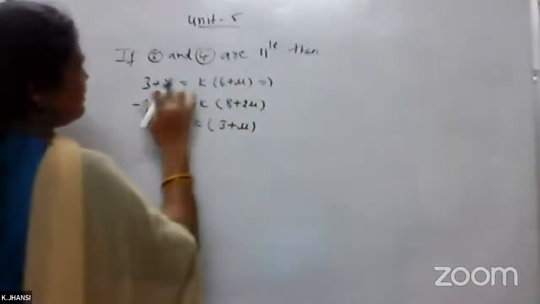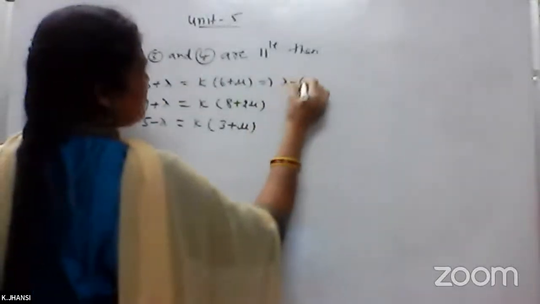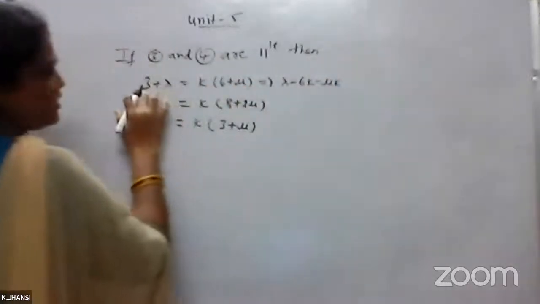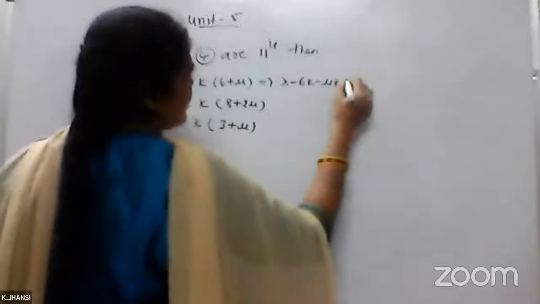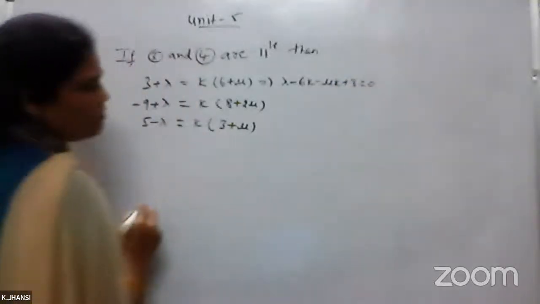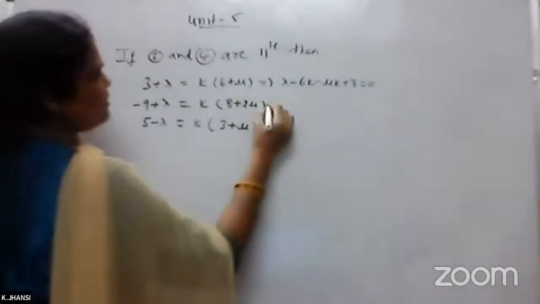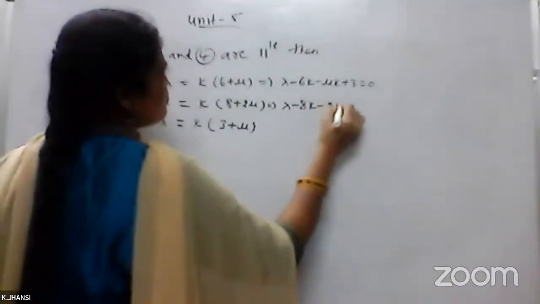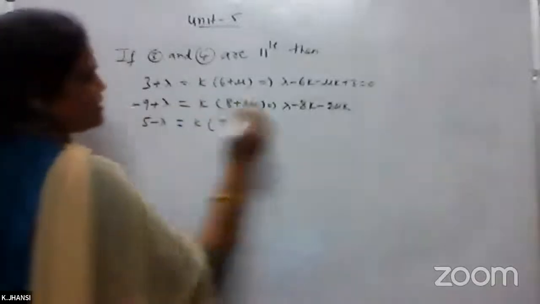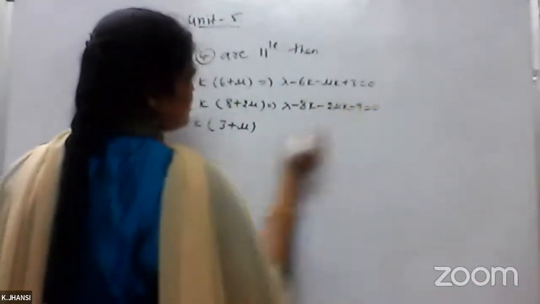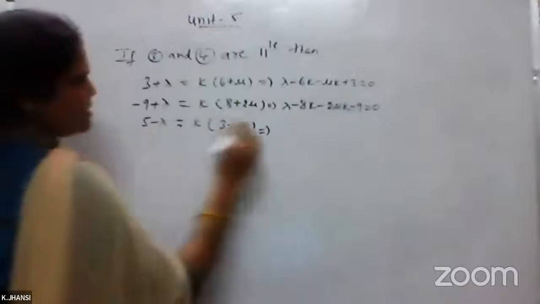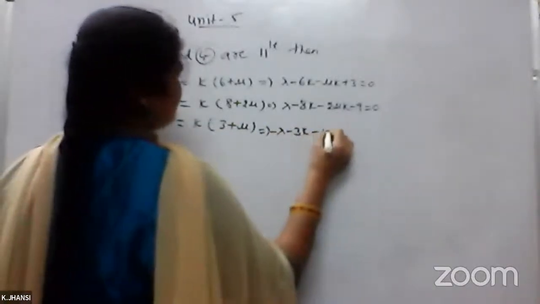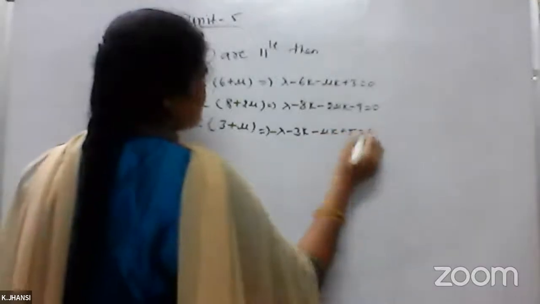So here, first you take lambda minus 6k minus mu k. After that this 3 is there, plus 3 equals 0. Next we have lambda minus 8k minus 2 mu k, and this is minus 9 equals 0. And the third one is minus lambda minus 3k minus mu k plus 5 equals 0.